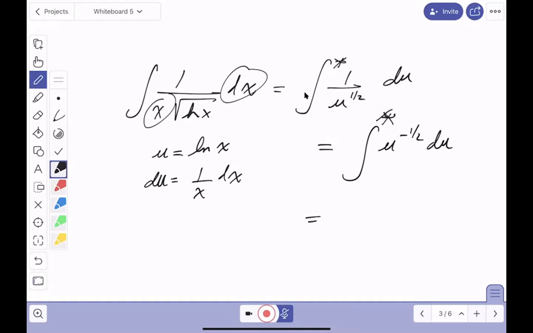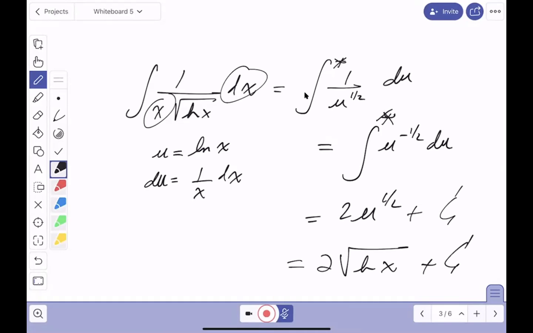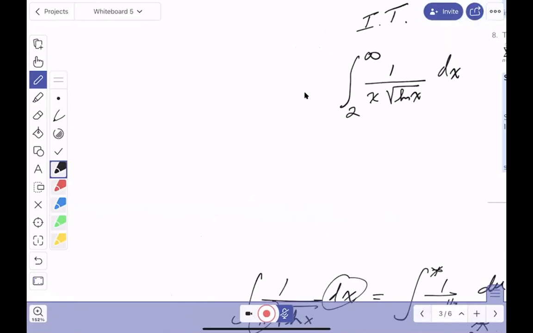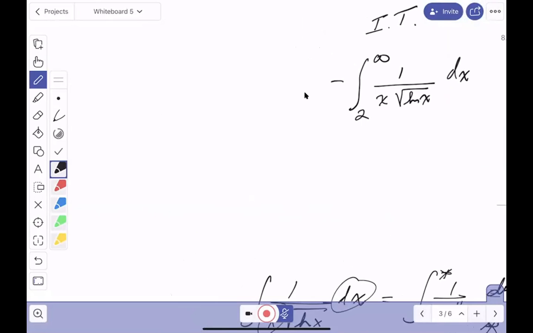This is a star. So I'm going to put u to the half. And then I divide by half and multiply by 2. And that's plus c. I'll put that over here. And what's that going to be? 2 root, what's u? ln x plus c. So let me go back up here. I've got it. I'm going to write this down now. So what's this going to be equal to?